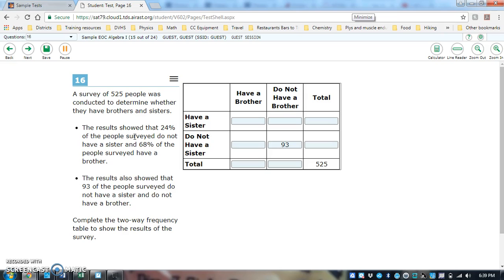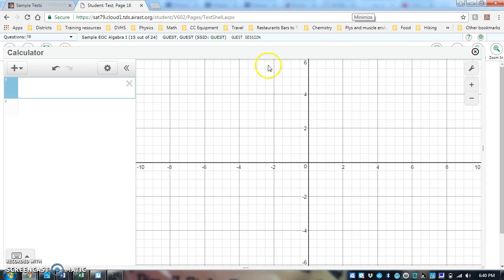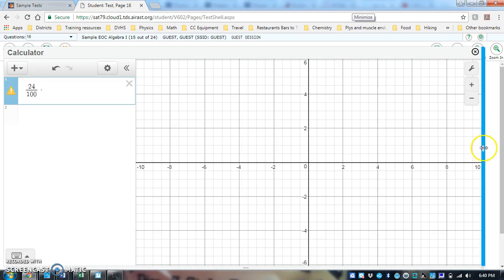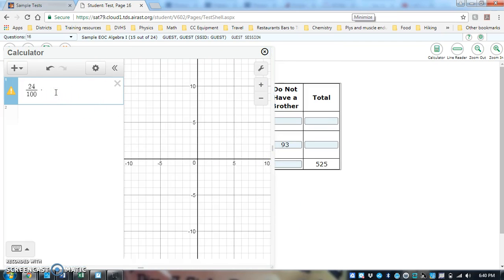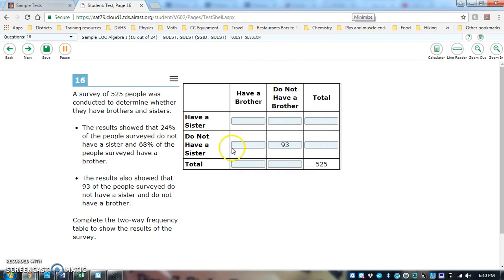That really doesn't help us fill out the table much more, so we're going to have to use these percentages. So, 24% of the people surveyed do not have a sister. That's going to be out of 525. So our first step here is taking our 24 and converting it into a decimal, which is 24 over 100, is 0.24. And then we're going to multiply it by the total number of people that we surveyed, 525 people. So 24% is 24 over 100, and we're going to multiply that by 525. That is 126 people. So 126 people do not have a sister.